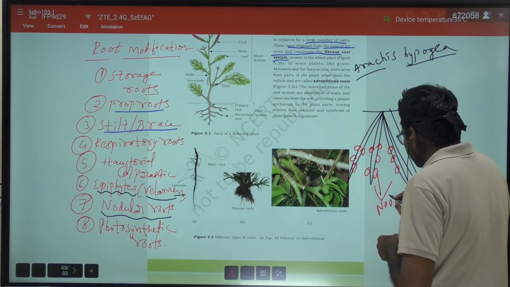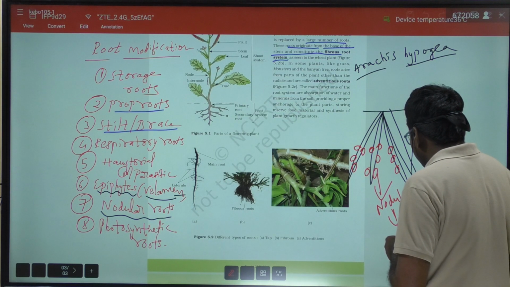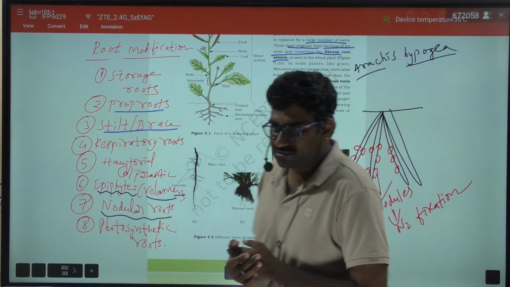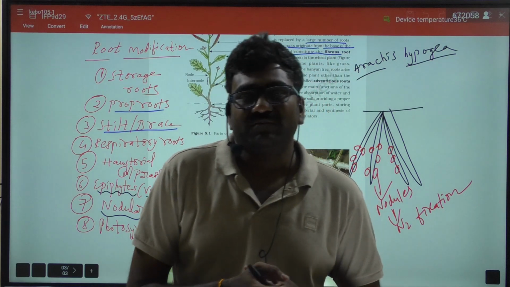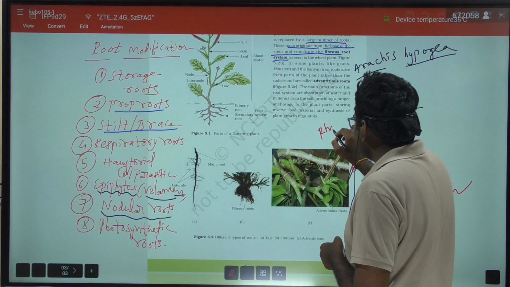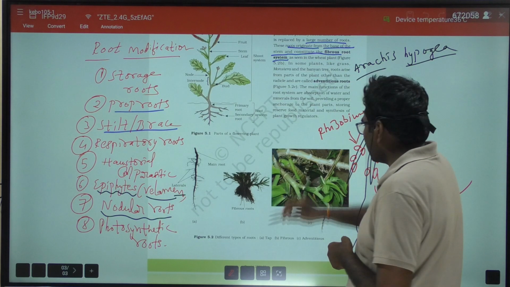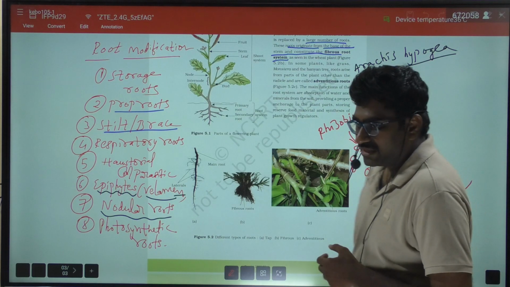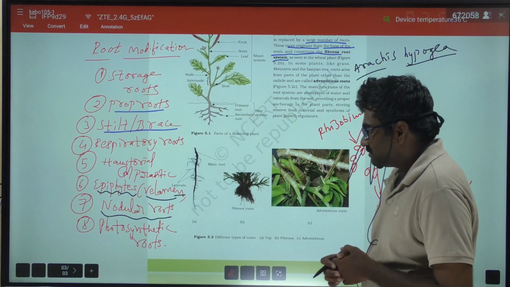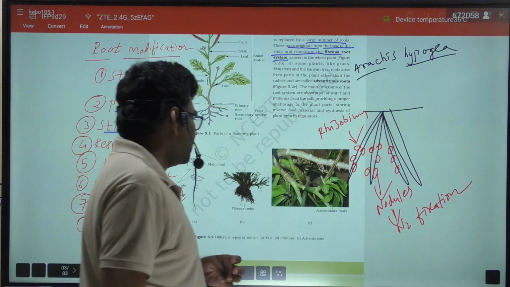These root nodules help in nitrogen fixation in soil, but they cannot fix the nitrogen alone, only with the help of the bacterium known as Rhizobium. Rhizobium bacteria live in the roots of groundnut. That means it shows symbiotic association, and they fix the nitrogen in the soil, thereby the soil becomes fertile. Okay, right.